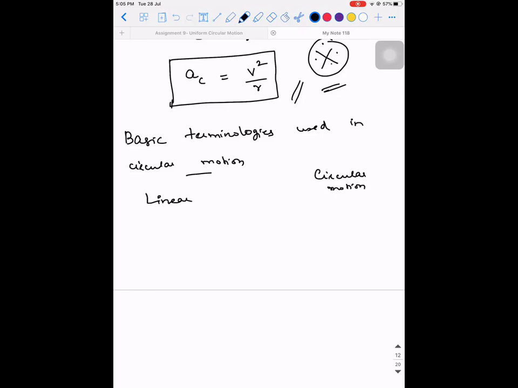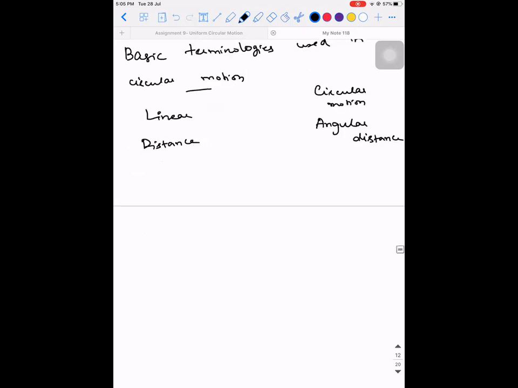So in linear motion, if I call something as distance, similarly, if in linear motion we call something as speed, here we call it as angular speed. Here if we call something as acceleration, here we call it as angular acceleration. Okay. Now listen. So again, I'm taking a circle.